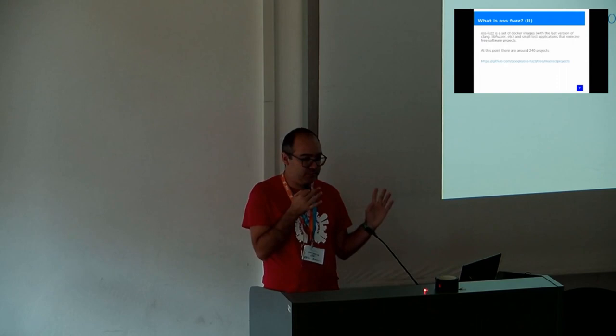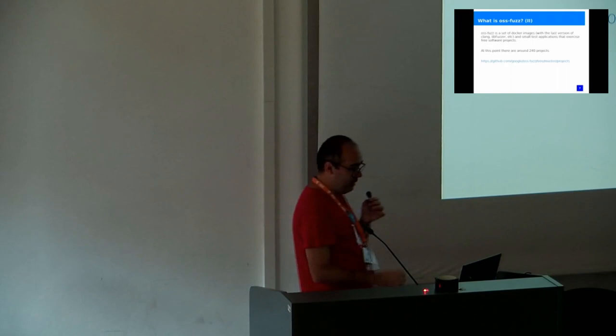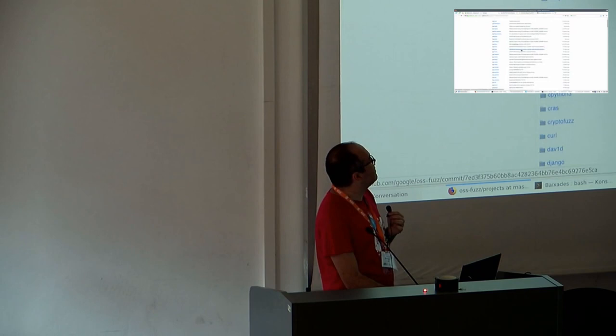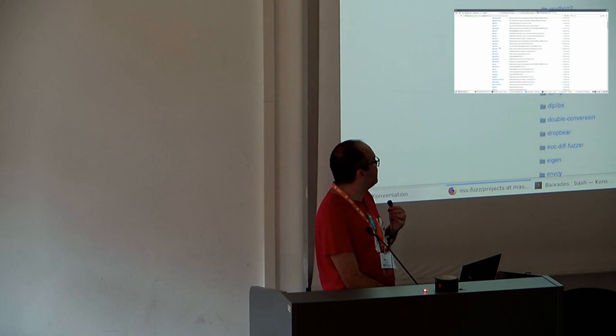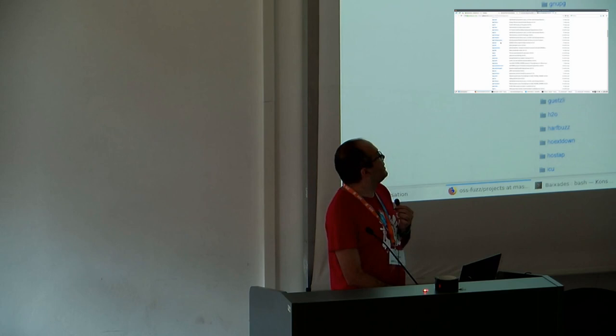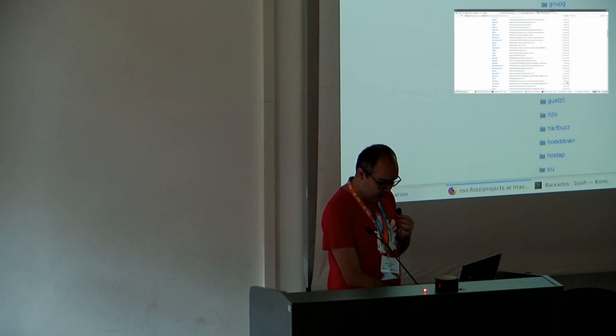At this point there are like 240 projects in the oss-fuzz GitHub repo, if we can see them here. So yeah, there's lots of things, right? Like there's bzip, there's ClamAV, the antivirus thingy, there's curl, dav1d, which is the new video stuff, there's ffmpeg, there's file, there's Firefox, FreeType, Ghostscript, lots of projects are in oss-fuzz.